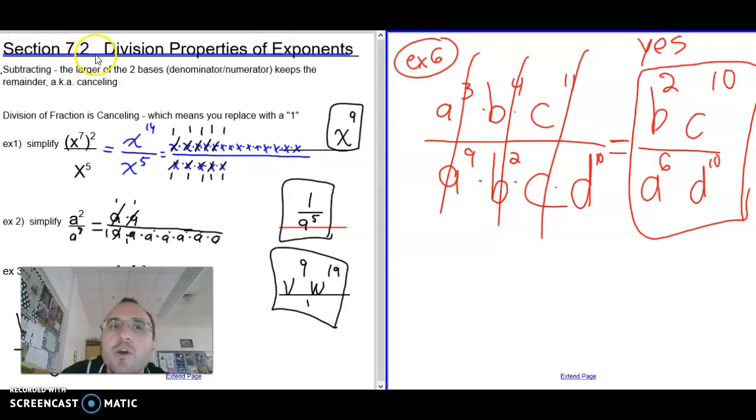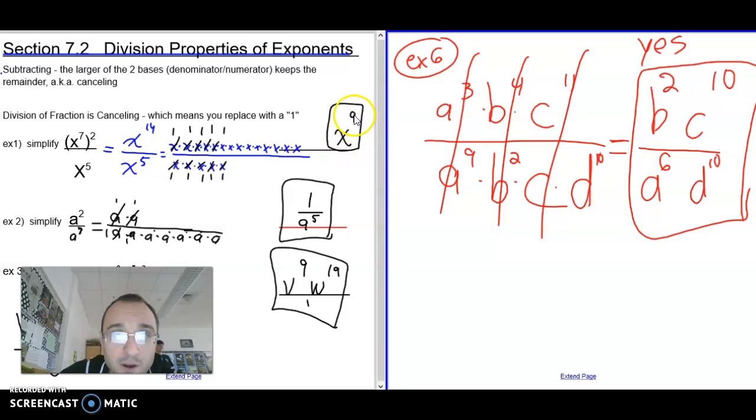Today, we're going to be going over the division properties of exponents. We came up with this rule, subtracting or canceling, as some people call it. We're going to take the larger of the two bases. So for this case, x to the 14, x to the 5th. Whichever one's larger gets the remaining exponents when you subtract them.